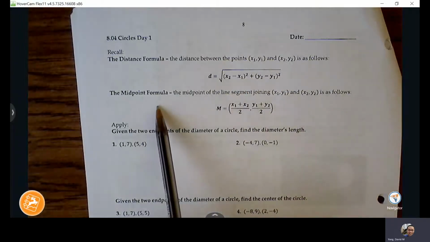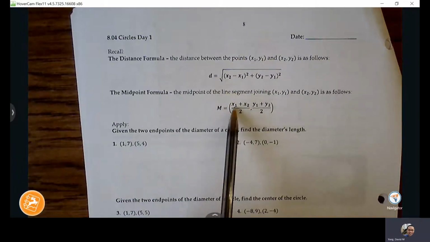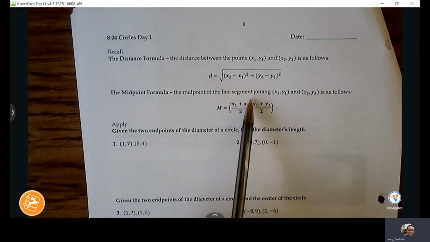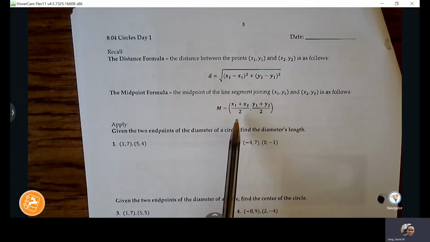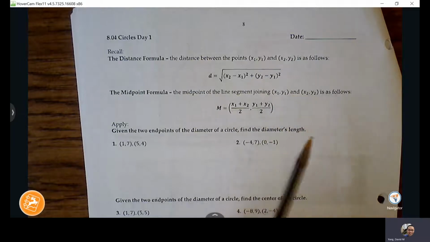Okay, midpoint formula. Imagine finding the average between 2 numbers. To find the average, you just add the 2 values and divide by 2. So we find the average of the x's, we find the average of the y's, and the result is the midpoint that sits between the 2 starting points.